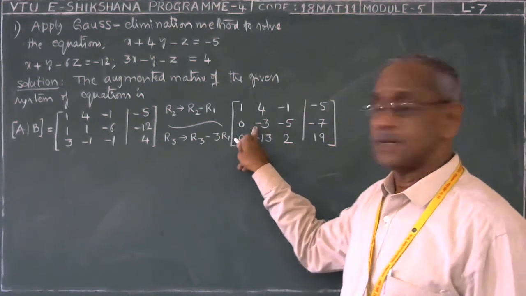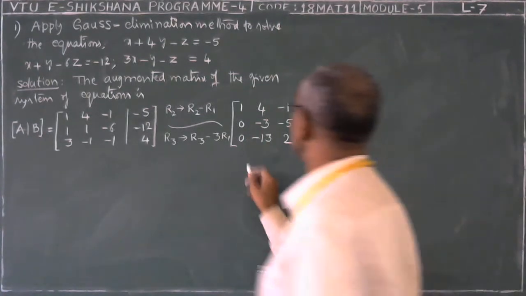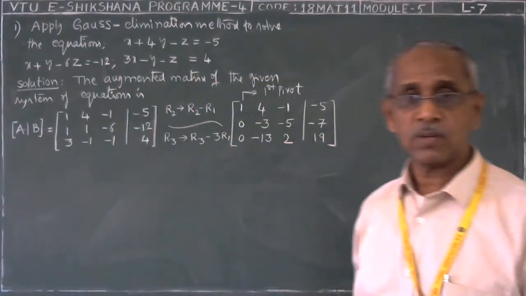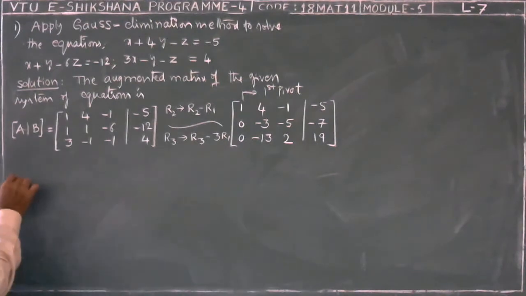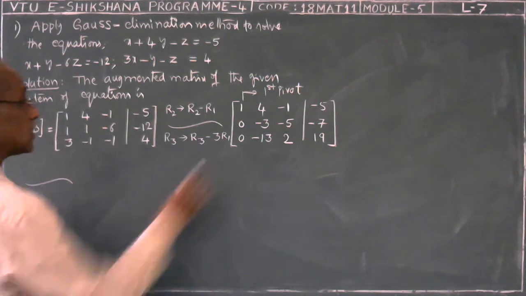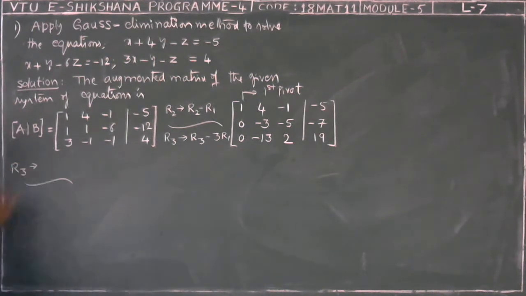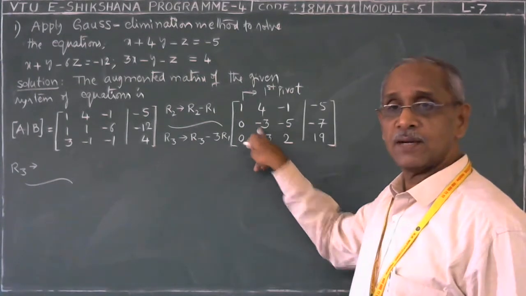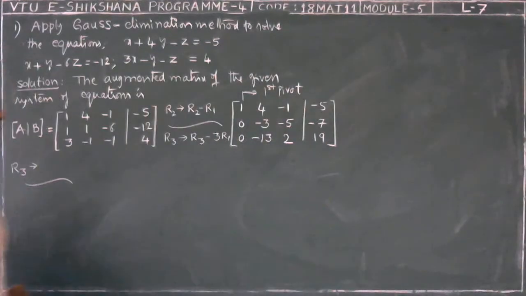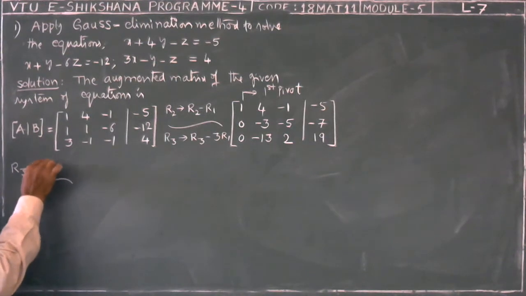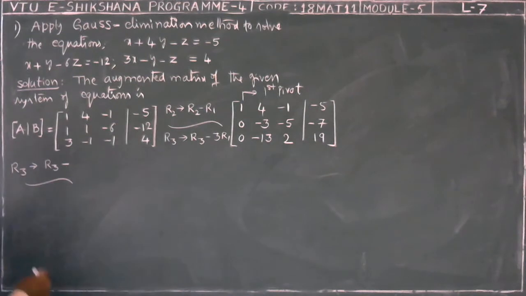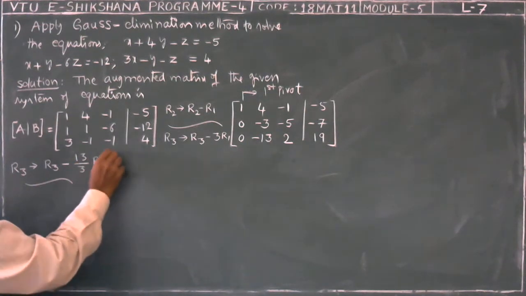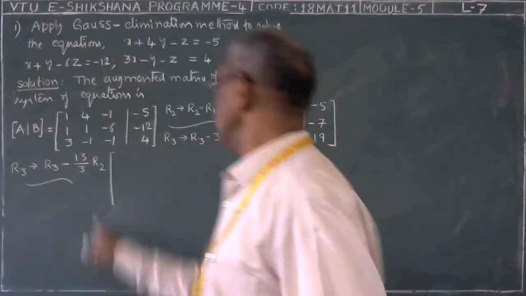Now considering this element minus 3 and make this element 0. So this is the first pivot. Now with this minus 3, this is equivalent to, R3 will change with the operation: multiply R2 by 30 and divide by 3 to make this element 0. So R3 will change, now both are minus, so you subtract 30 by 3 times R2. Let us see with this operation what happens.